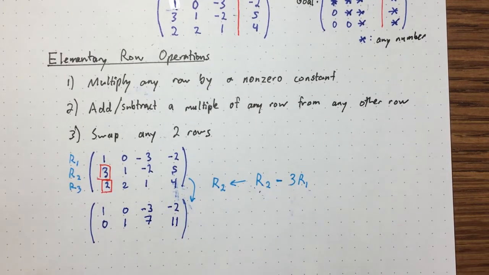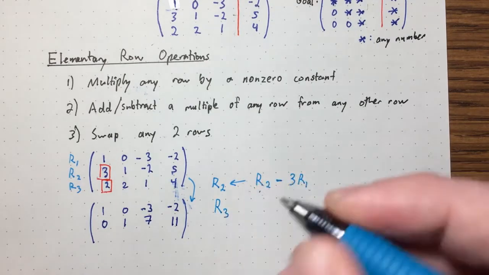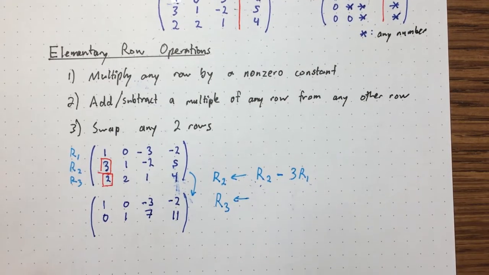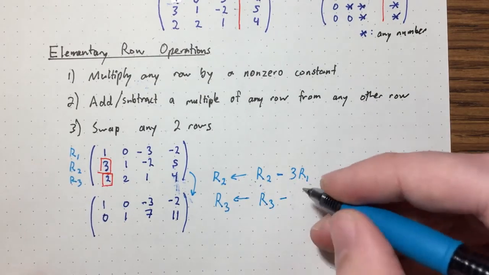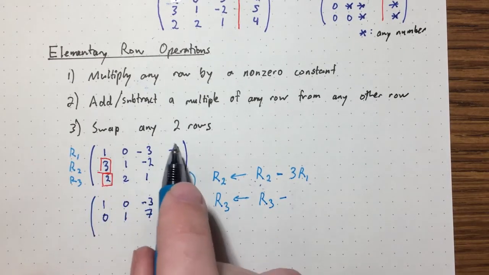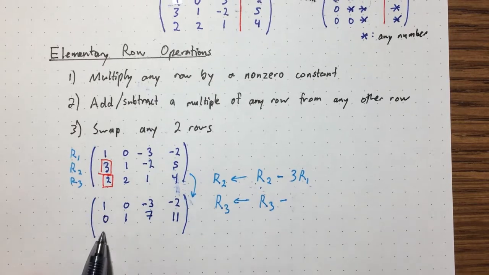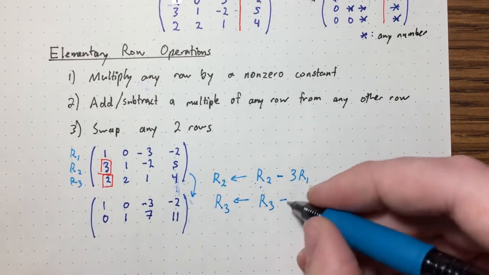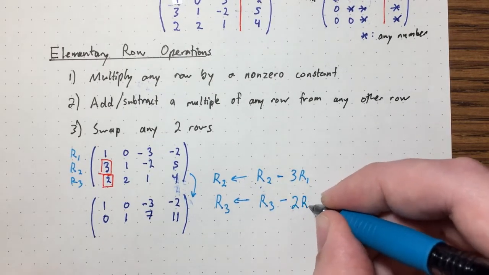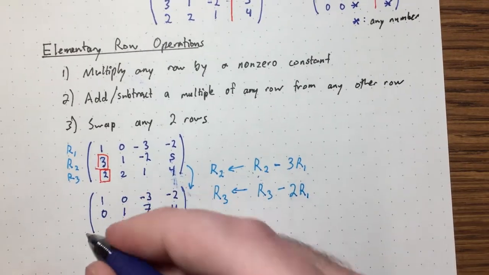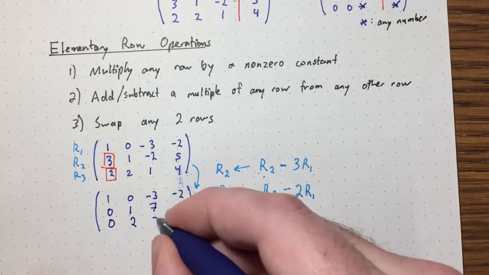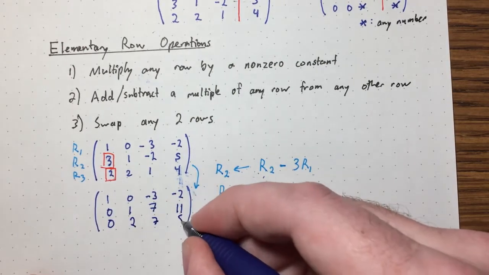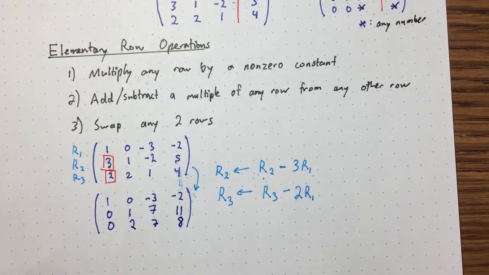And while we're at it, let's replace the third row as well. What do I want to replace the third row with? I want to take the old third row, but I want to subtract off an appropriate multiple of the first row in order to get rid of that 2, in order to make that 2 a 0. So I want to subtract off 2 times the first row. We did this last time, so I'll just write it out quickly. 0, 2, 7, and this becomes an 8.